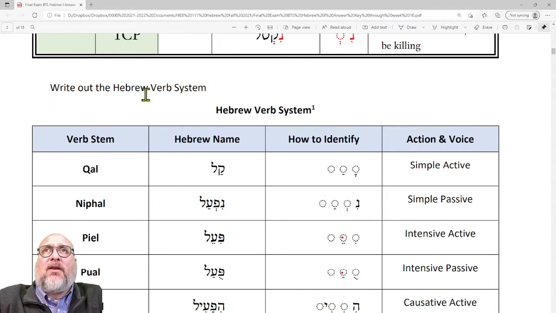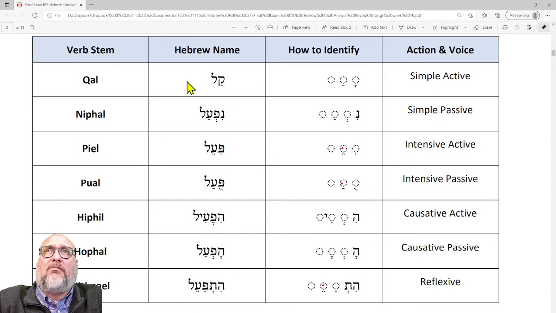Write out the Hebrew verb system. This is the overall thing. I will give you the names, but you'll need to be able to tell me that a Qal is simple active, Nifal is simple passive, intensive active, intensive passive, causative, passive, and reflexive. And you'll need to be able to write out the way you identify it. So a qamets patah, preformative nun with a hireq, ale, double middle dagesh, u-ale, double middle dagesh, he, and the hireq yod between the second and third radicals.